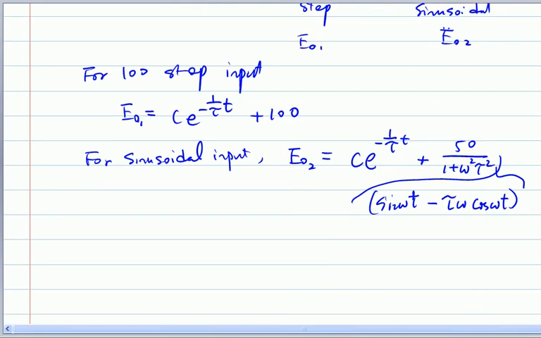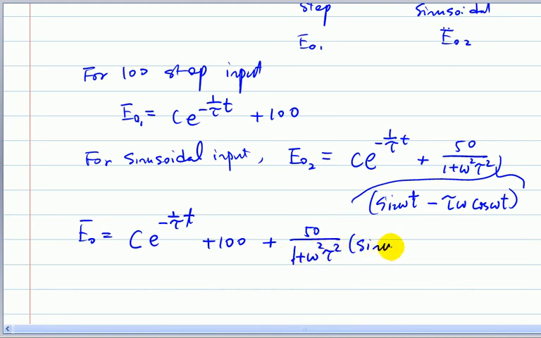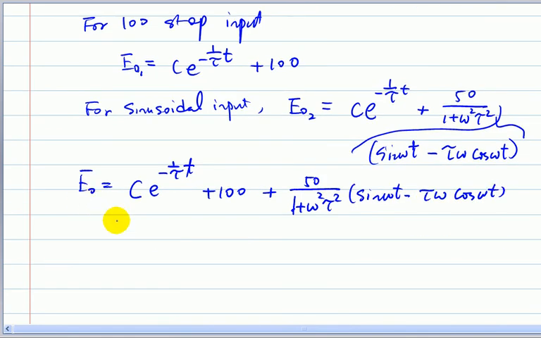So here's my general solution for E01 and E02 based on these two. Then overall, this plus that. Now these two constants altogether you can combine into one constant, and that will depend on your initial condition here. So that's the overall output E0. And you know omega, you know tau, and you can substitute and you can get what you want.